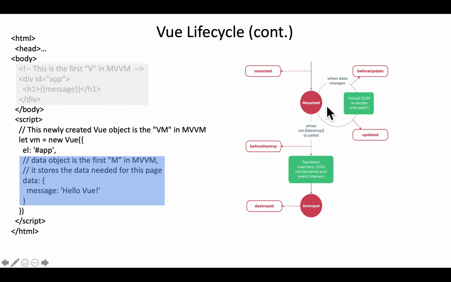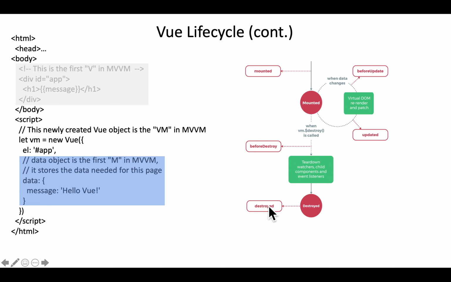We also can explicitly destroy the Vue instance by using vm.$destroy. What happened is we'll go from mounted to before destroy stage, and then we'll tear down all the watchers. If you remember, we can create watchers and a lot of other stuff. We're going to tear down or destroy all of them. Child components, we haven't talked about components. We'll talk about this in next lecture. And event listeners. And after this one is done, we move to destroyed, then the instance is destroyed.